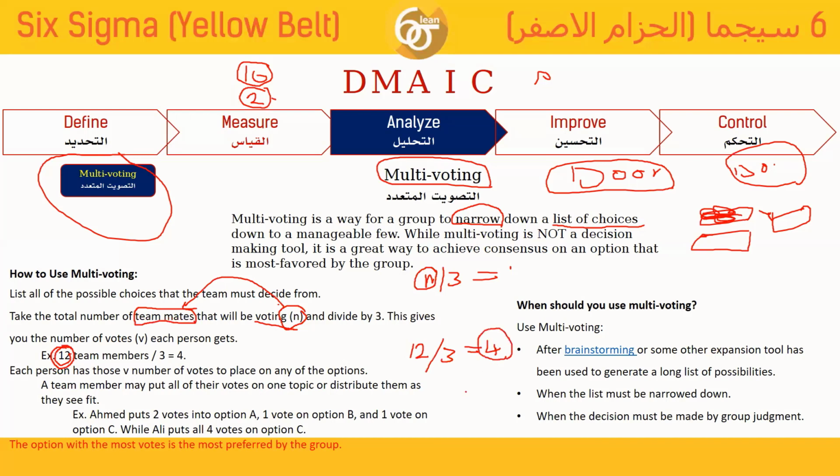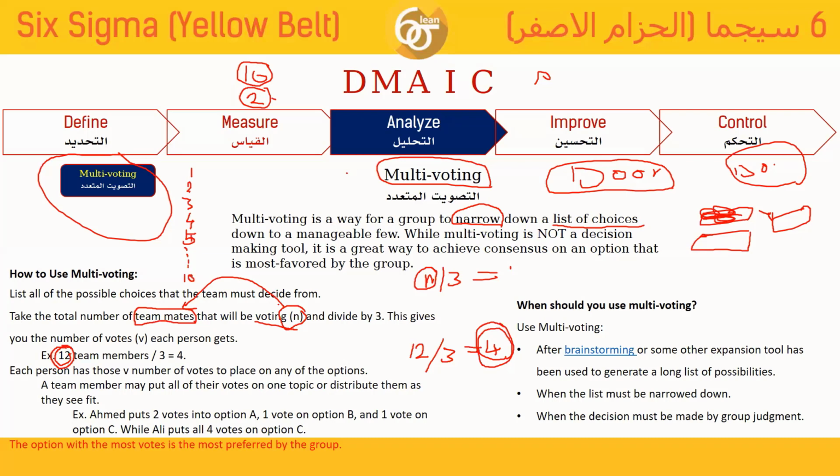4 means each one of your team has 4 chances to vote. For example, you put a vote card in the box, and you have 4. For example, we have 10 causes or 10 X's. We have number 1, 2, 3, 4, 5, whatever, until 10.